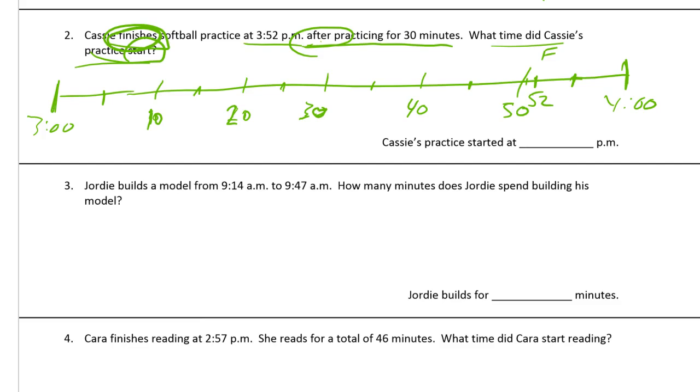So that's three tens. 30 is three tens. So from 52, we'd go back to 42. And from 42, we'd go back to 32. And from 32, we'd go back to 22. Her practice started at what time? Not 22. 3:22. It's 3:22 when she started.